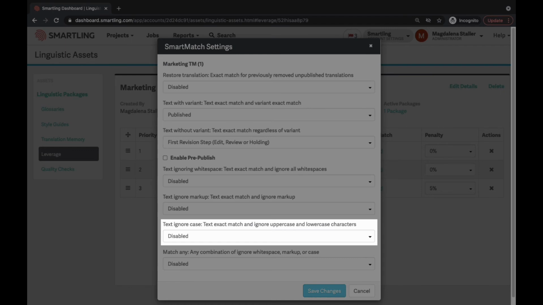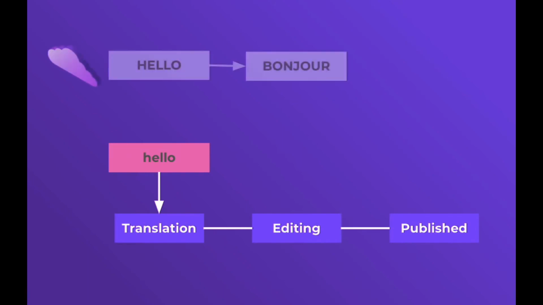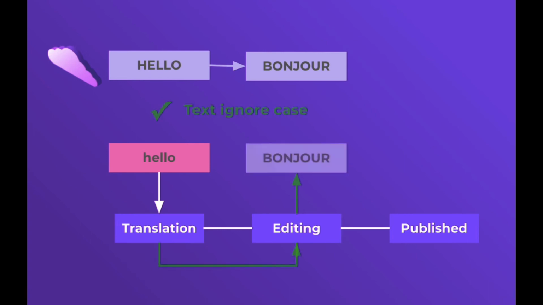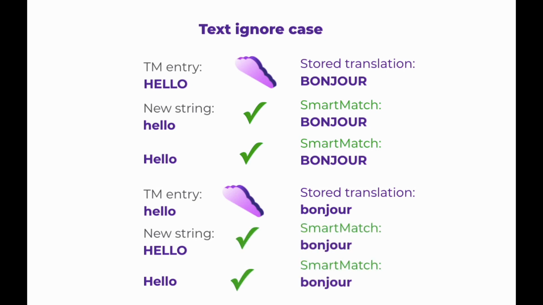Text ignore case allows you to ignore differences in uppercase and lowercase spelling. Normally, SmartMatch is case sensitive. If the text stored in your translation memory is using uppercase letters, your new string also needs to be in uppercase letters in order to SmartMatch. However, there might be some use cases where you want to ignore differences in uppercase or lowercase spelling. The setting text ignore case allows you to do just that. You can match a lowercase string against an uppercase entry from your translation memory, or vice versa. Please just bear in mind that the case won't be automatically adjusted when SmartMatch kicks in. So if you have an uppercase translation stored in your translation memory, and this is used as a SmartMatch for your new lowercase string, you will still see an uppercase translation.